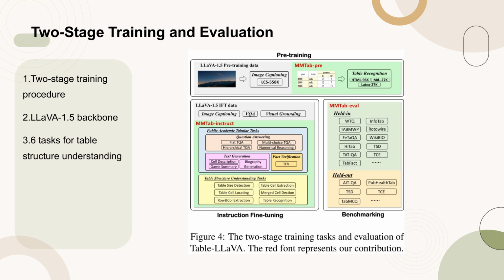The red font highlights the contributions made in this study, which include the development of a versatile tabular multimodal large language model, MLLM, named Table LLaVA. This model is designed to enhance the understanding of table structures and is trained using an enhanced 2-stage procedure. The evaluation phase includes 6 tasks aimed at assessing the model's basic understanding of table structures, providing a comprehensive testbed for MLLM research.